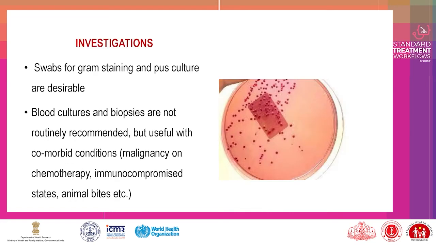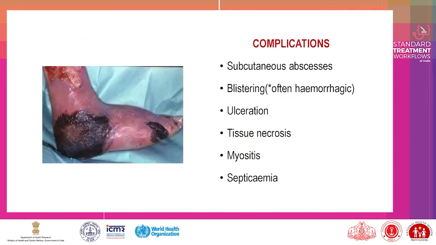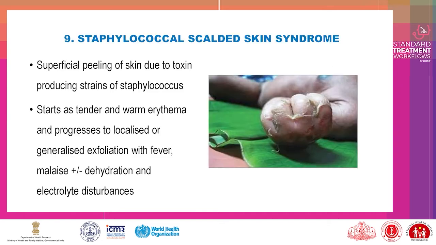Investigations involve swabs for gram staining and pus culture. Blood cultures and biopsies are not routinely recommended but are useful with comorbid conditions like malignancy on chemotherapy, immunocompromised states, animal bites, etc. Complications include subcutaneous abscesses, blistering, which is often hemorrhagic, ulceration, tissue necrosis, myositis, and septicemia.